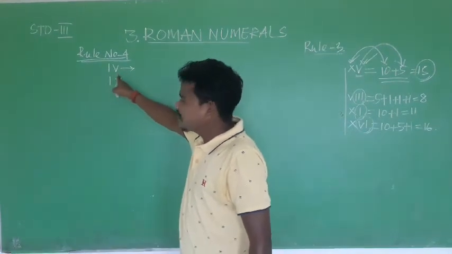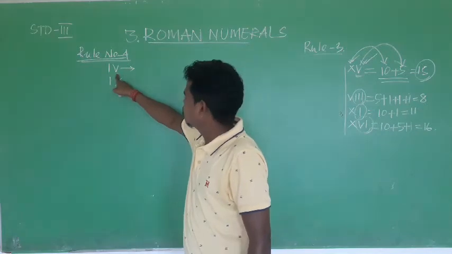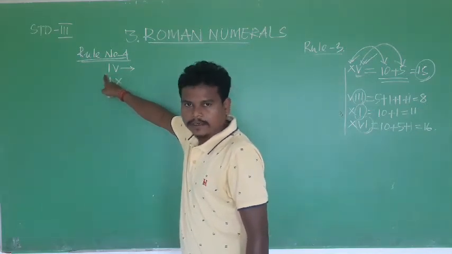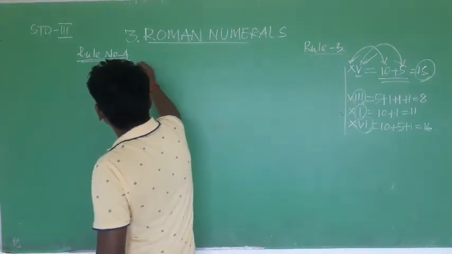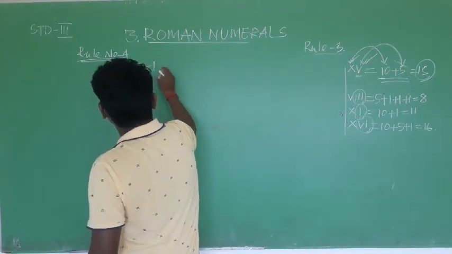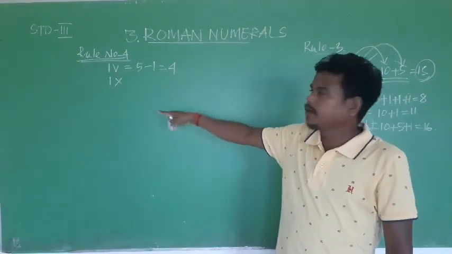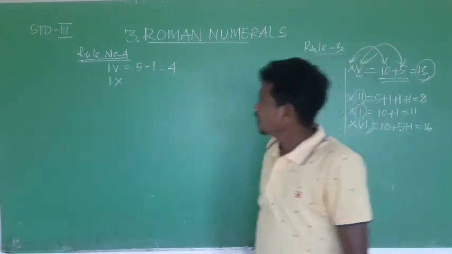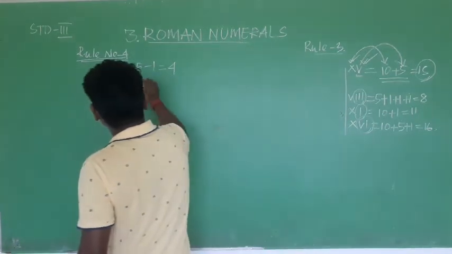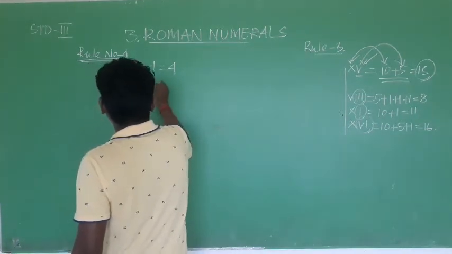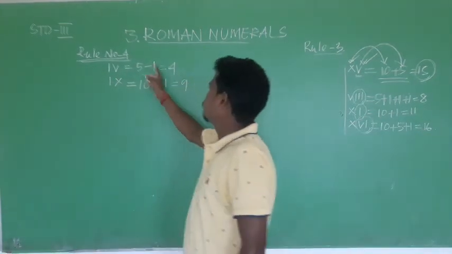See, IV is there, right? IV means V means what? 5. I means what? 1. So the resulting numeral will be 5 minus 1 is equal to what? 4. 5 minus 1 is equal to 4. Next one, IX. X value we know X is greater. So 10 minus 1 is equal to 9. This is the rule number 4.